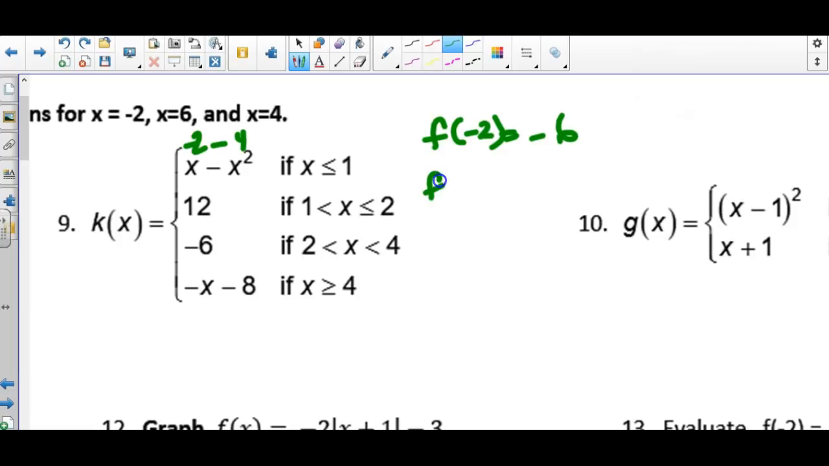Now we address f of 6. 6 is greater than 4, so you have 6 right here, so you get -6 minus 8 is -14. And next we have f of 4. 4 is also greater than or equal to 4, so we have -4 minus 8, that's -12.